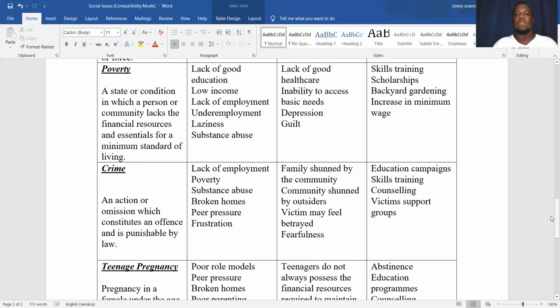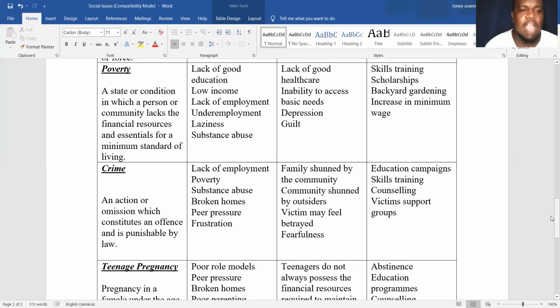They feel guilty because they can't provide for the child the way that they know that they are supposed to. Some solutions: skills training so that they can become employed or self-employed, scholarships to go back to school, to finish school, to start school so that they can get a better job or become self-employed as well, to provide for themselves and their families, right? There is some backyard gardening so they can grow cash crops and make money from it. They can also have crops to eat in their household, and increasing minimum wage so that people can live better and provide better for their basic needs and wants.